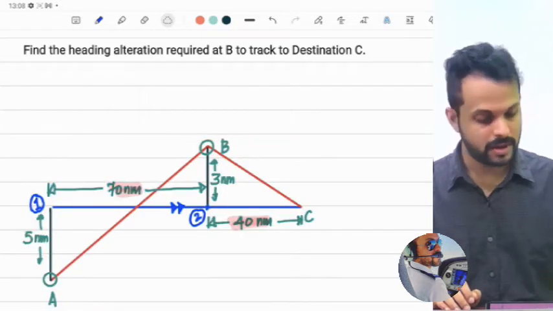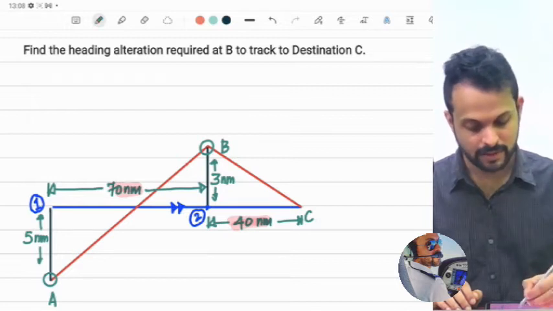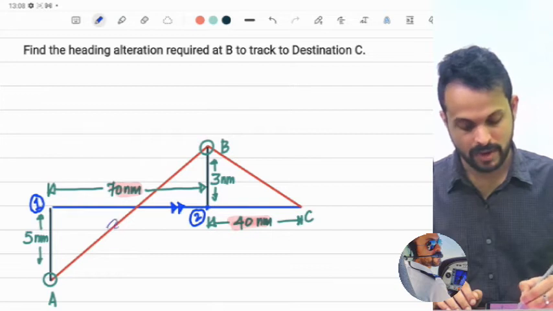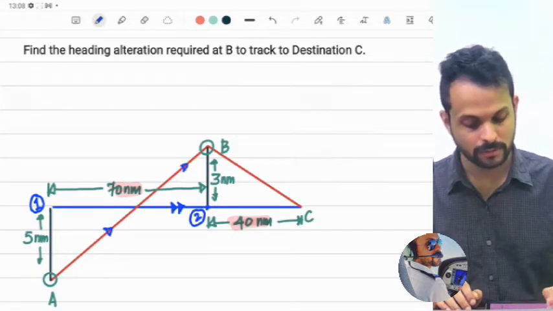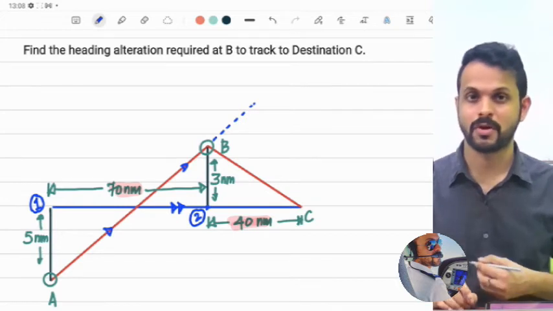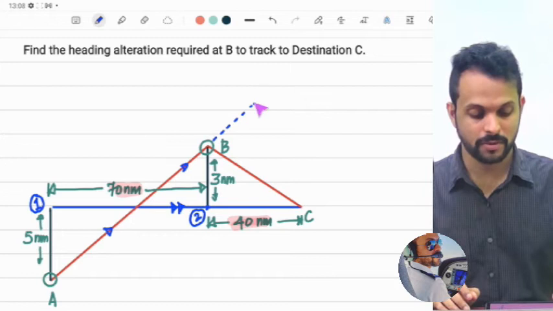All right, now you can see here that the aircraft is flying all the way along this red track made good, and if you don't do anything about it at point B, if you don't realize it, you keep drifting away. And this would have been our track.